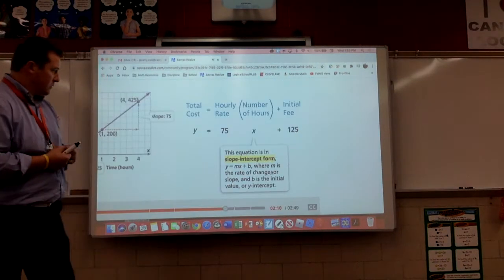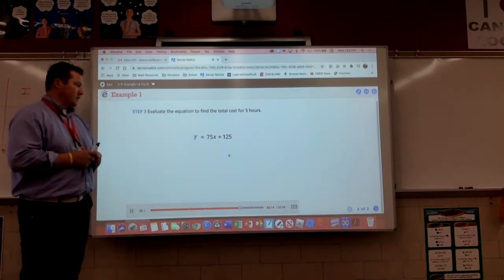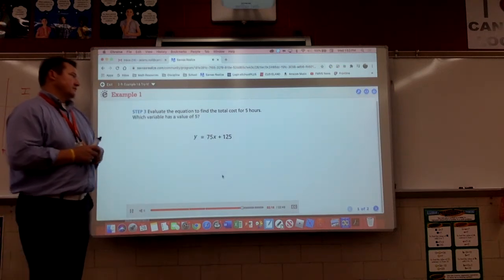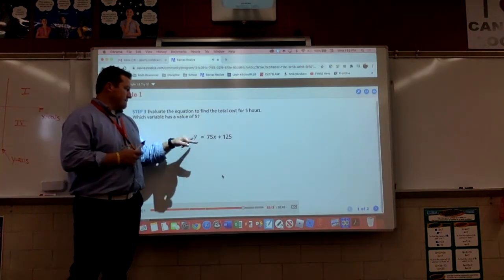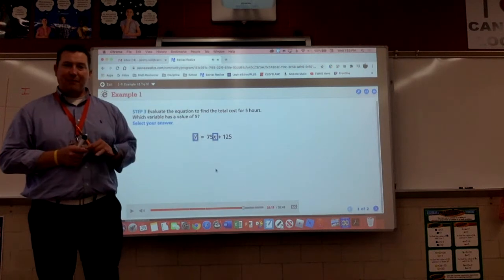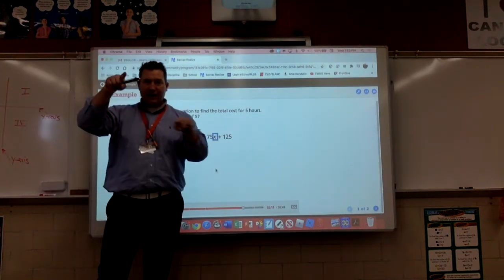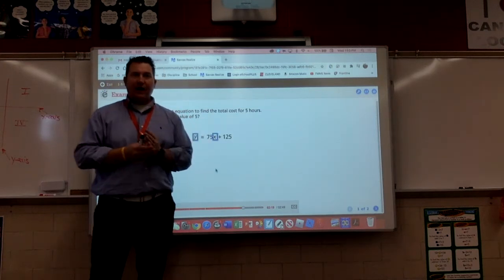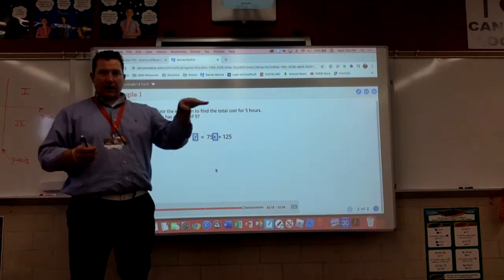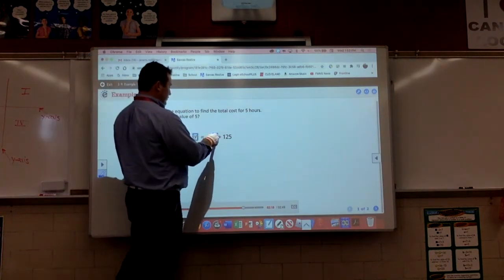We can now evaluate the equation to find the total cost for 5 hours. Which variable has a value of 5? Select your answer. Was 5 a y variable or was 5 an x variable? Think back to that graph, right? We had total cost going up and down. We had hours going across the bottom. So again, the x-axis were our hours. So I think we should choose x.